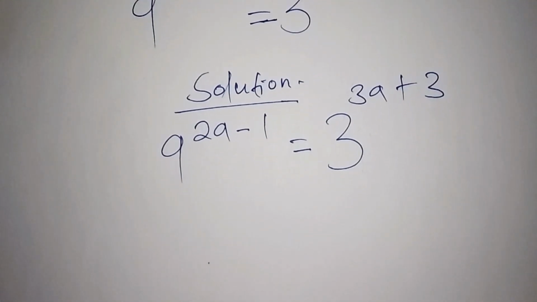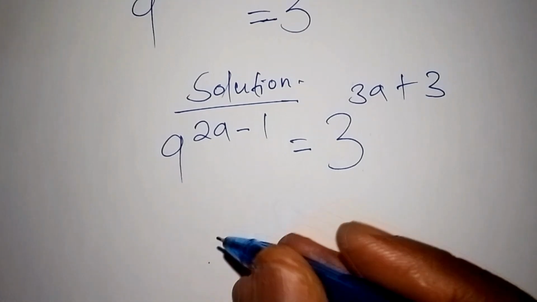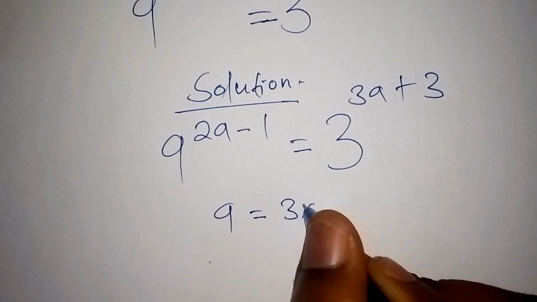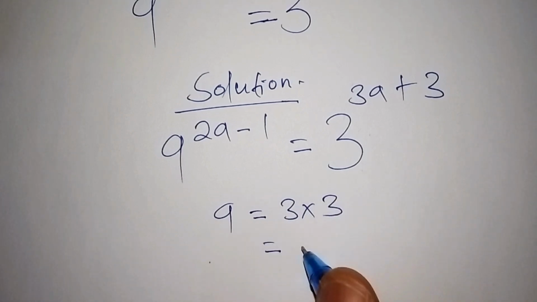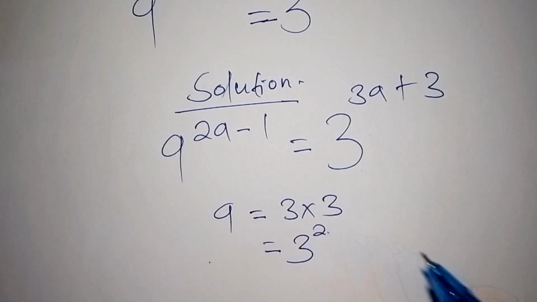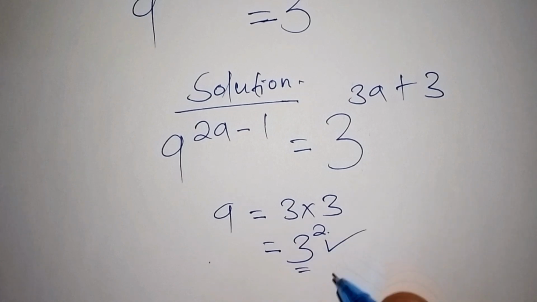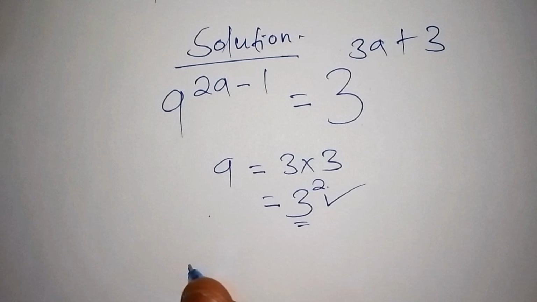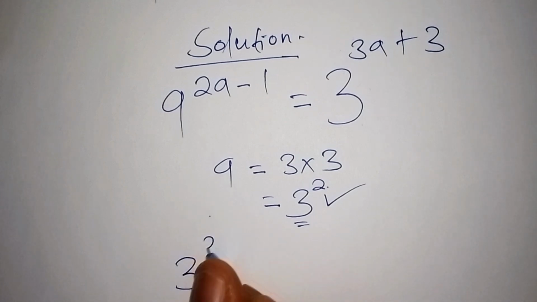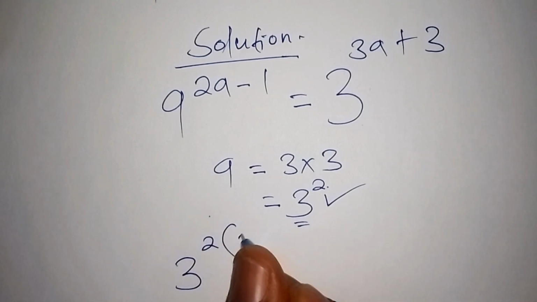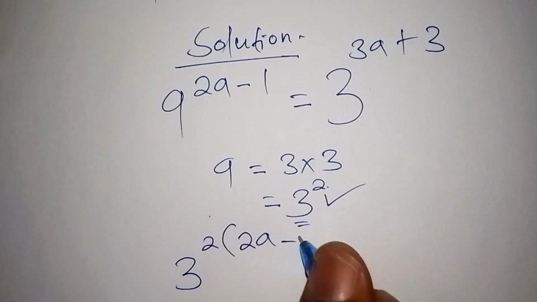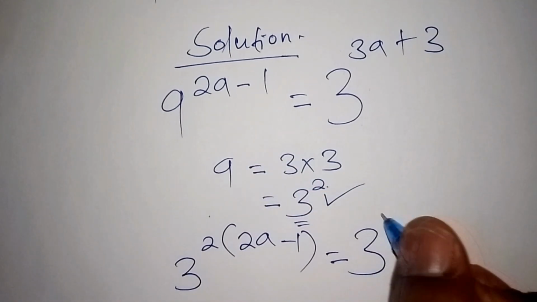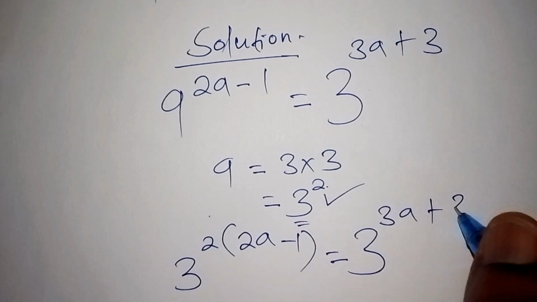In this case, what brings 9? We know that 9 is equivalent to 3 multiplied by 3, which can also be written as 3 to the power of 2. So 3 to the power of 2 is equal to 9. Now we shall have 3 to the power of 2 into bracket 2a minus 1, is equal to 3 to the power of 3a plus 3.